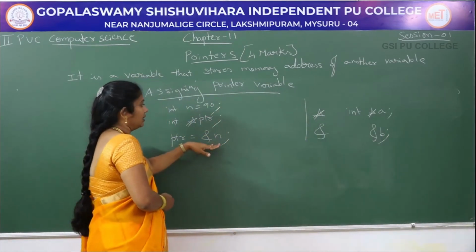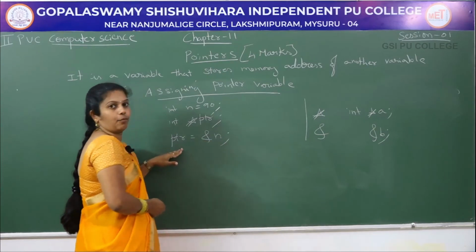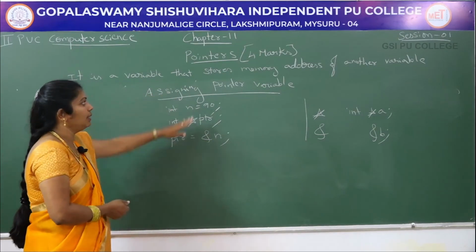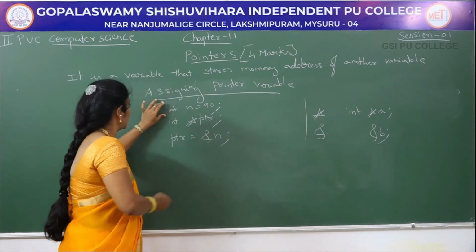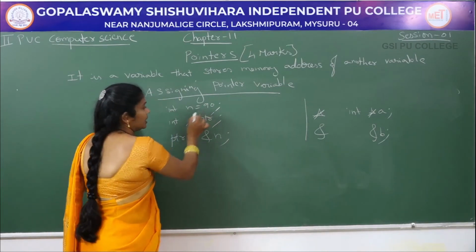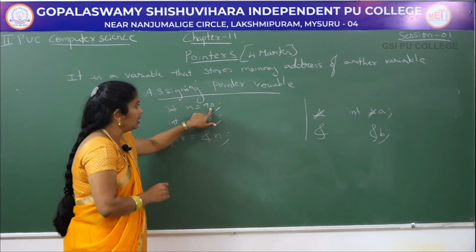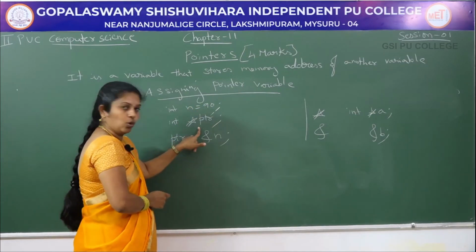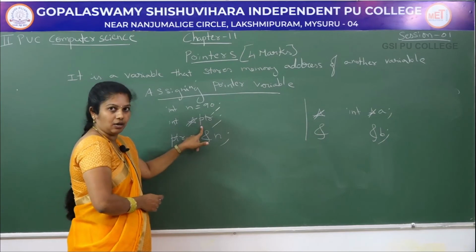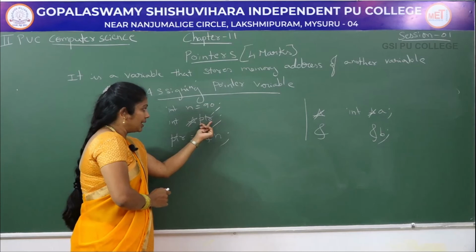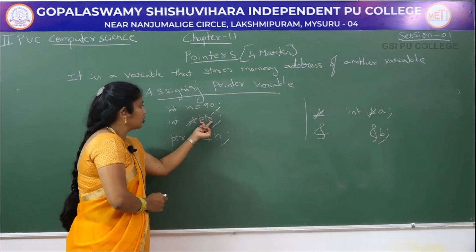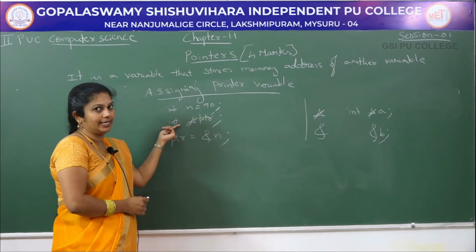Now here we are assigning the address of n to a pointer variable. Like this, we are able to assign a pointer variable. See, in the first case what I have done: int n equals 90. I am initializing n to 90. Next, one more variable I am creating, that is in pointer format, int star ptr. Now, it is a pointer variable. It stores the address of another variable of type integer.